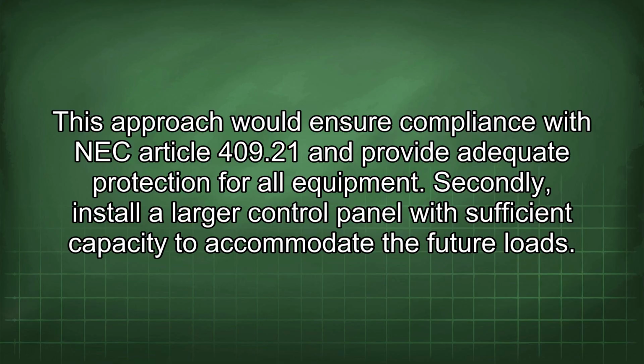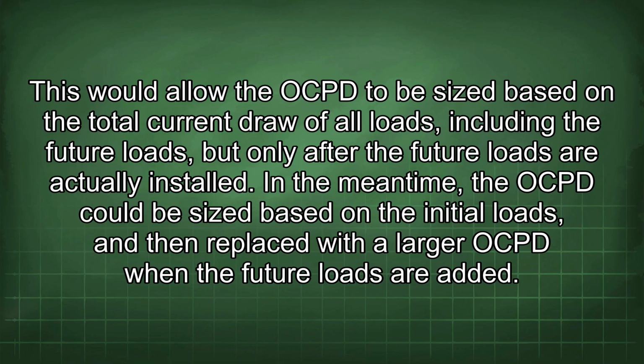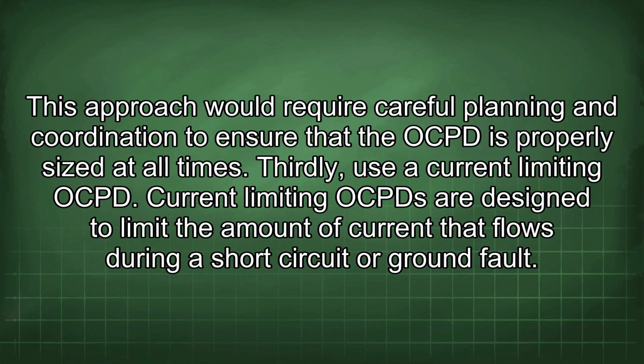Secondly, install a larger control panel with sufficient capacity to accommodate the future loads. This would allow the OCP to be sized based on the total current draw of all loads, including the future loads, but only after the future loads are actually installed. In the meantime, the OCP could be sized based on the initial loads, and then replaced with a larger OCP when the future loads are added. This approach would require careful planning and coordination to ensure that the OCP is properly sized at all times.